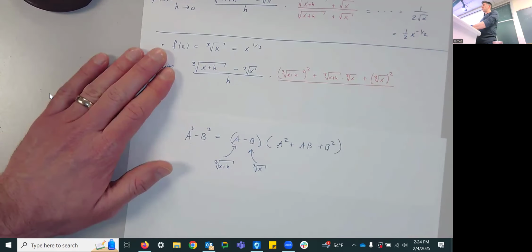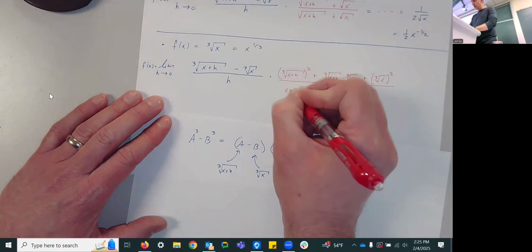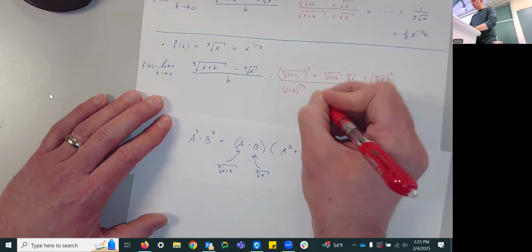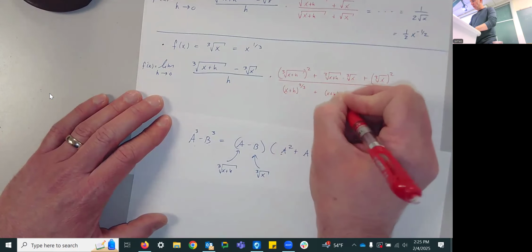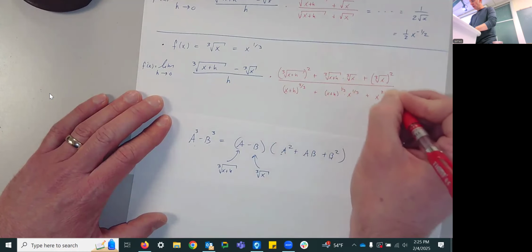I'm going to write the denominator so it looks a little bit nicer. This is really x plus h to the 2/3 power, plus x plus h to the 1/3 times x to the 1/3, plus x to the 2/3 power.